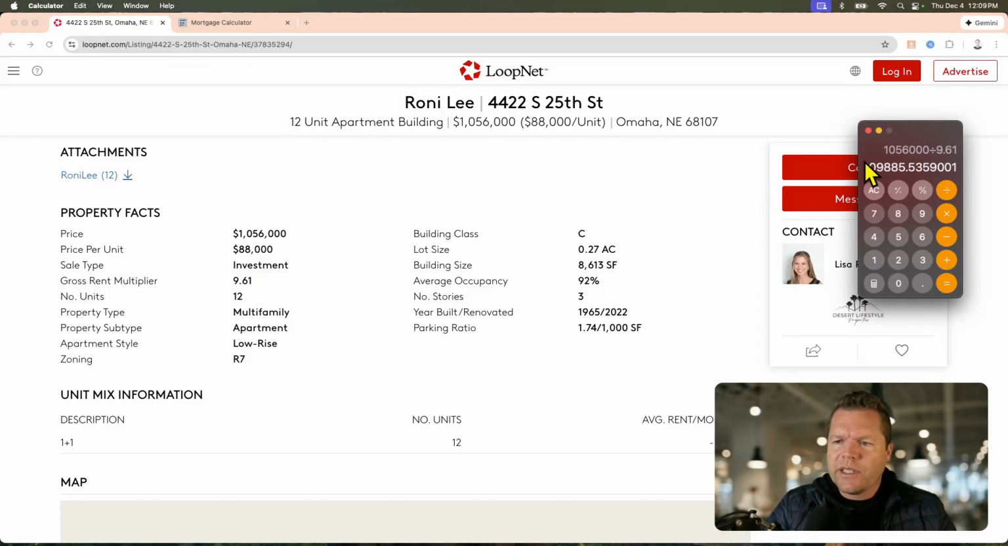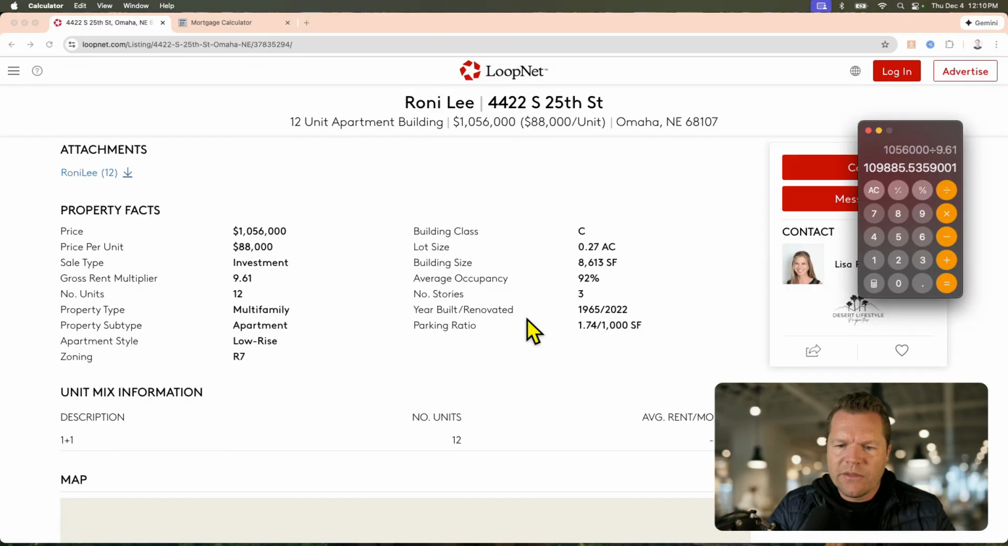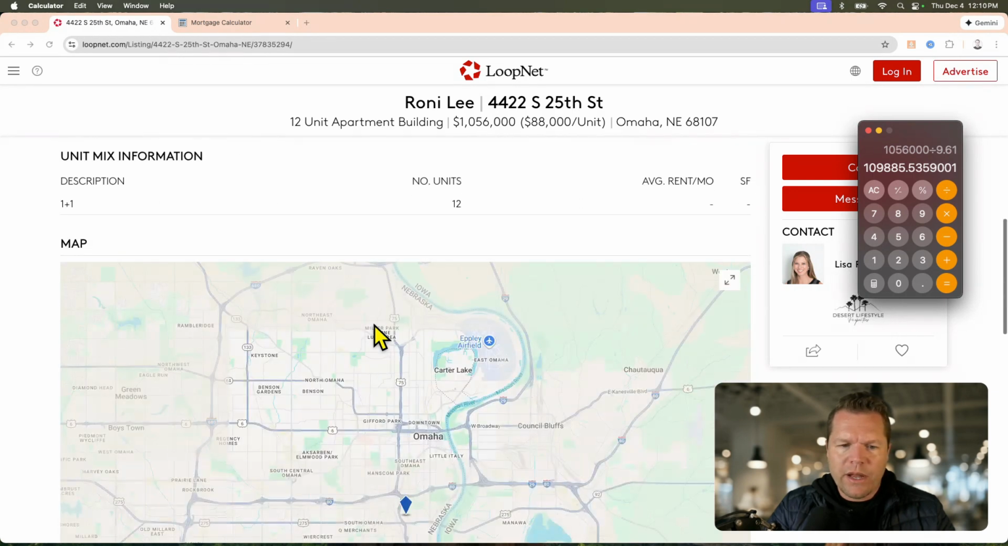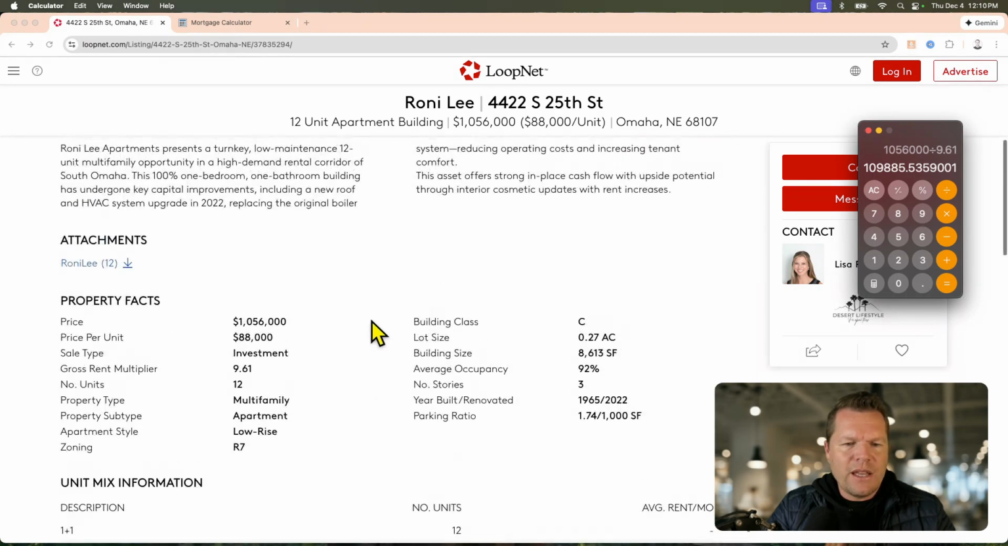So this doesn't really tell us much. Okay, so the gross rent is $110,000. Big deal. So what does that mean? Let's keep looking here. Multifamily, low rise, occupancy 92%. None of this is really all that useful. Built in 1965. Okay, so yeah, that's about what I was guessing. But anyway, let's get into the real nitty gritty here.